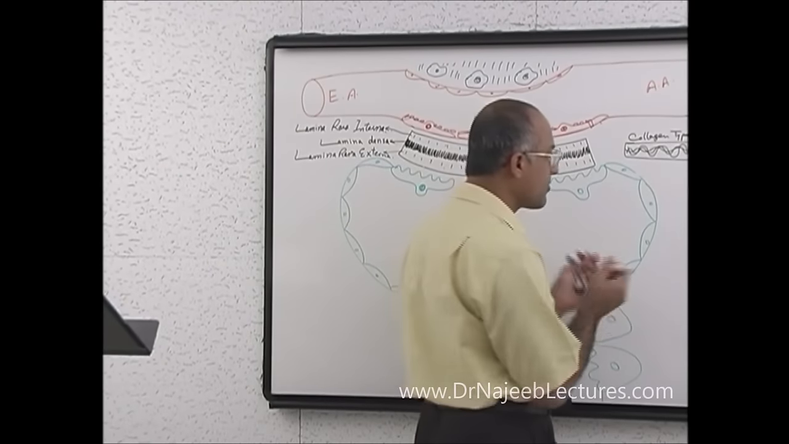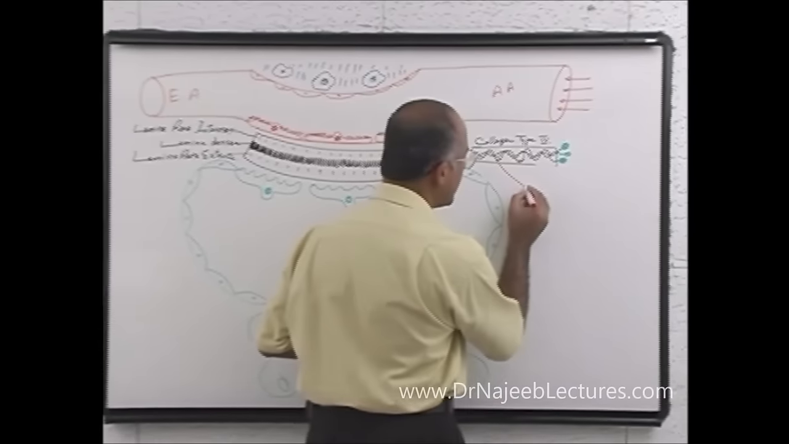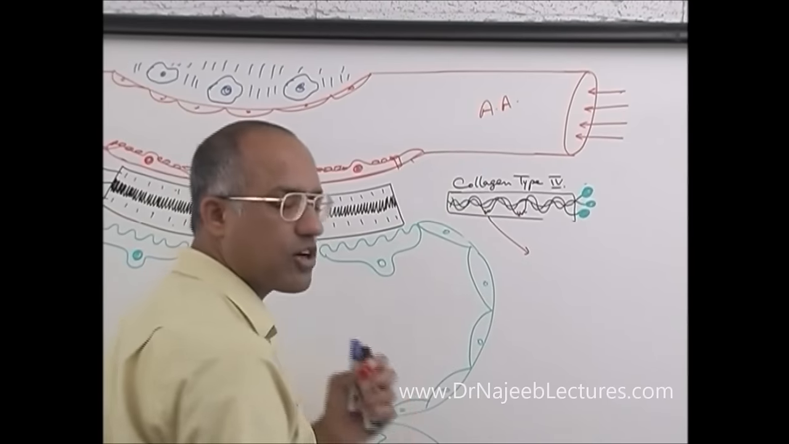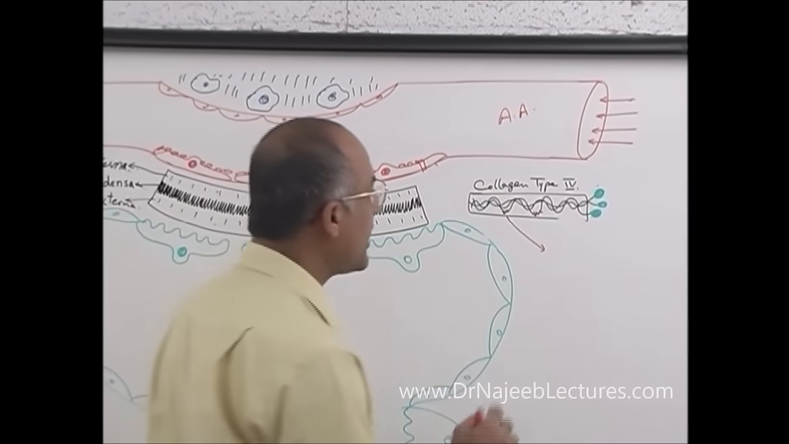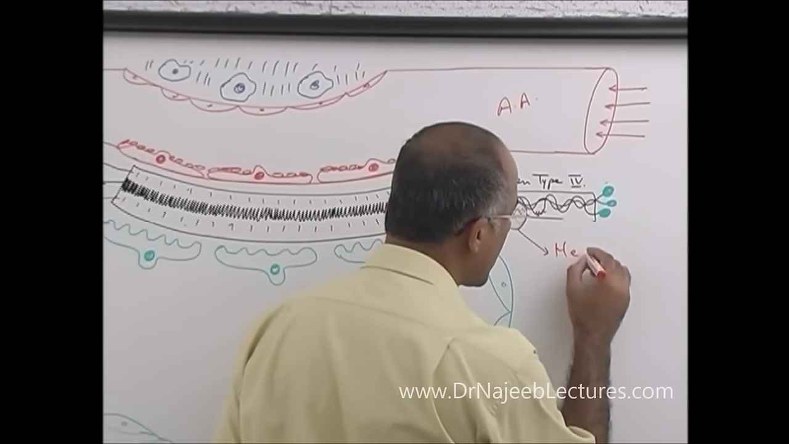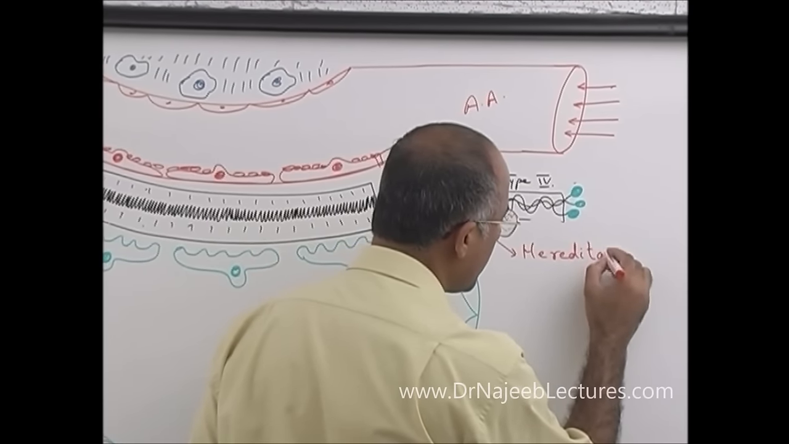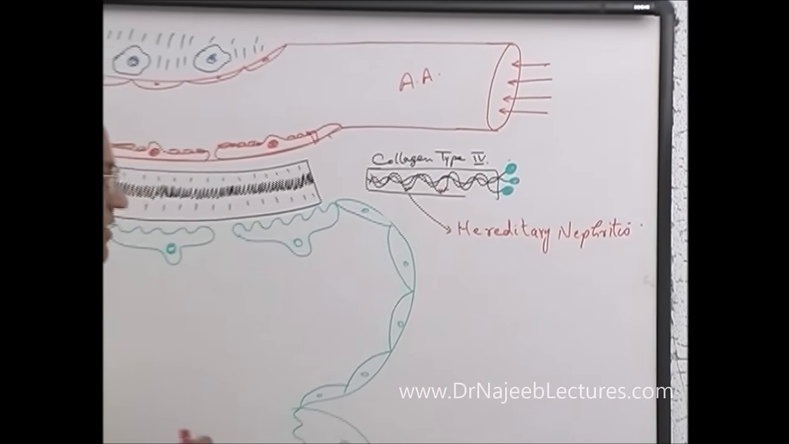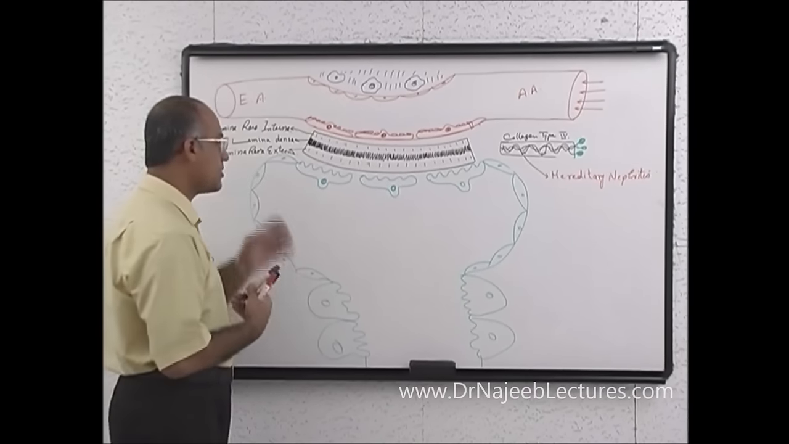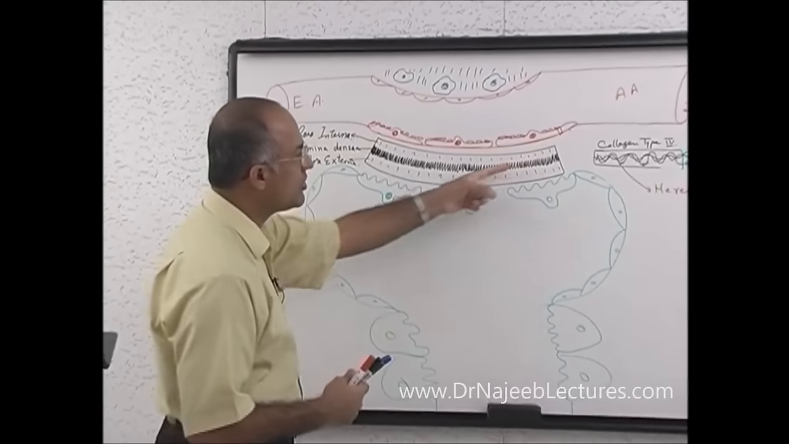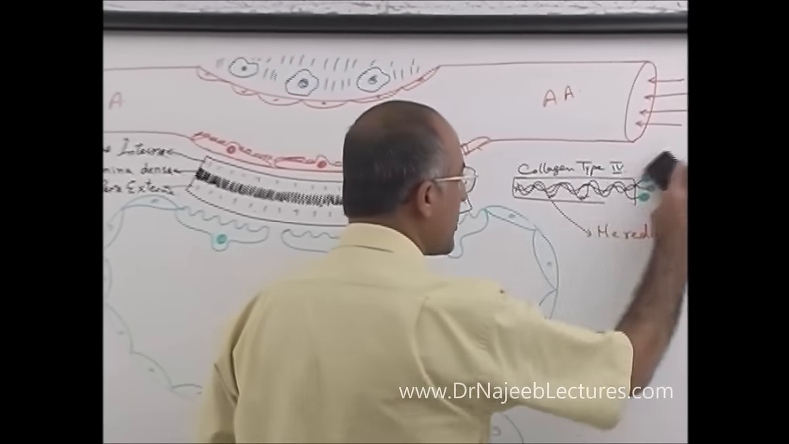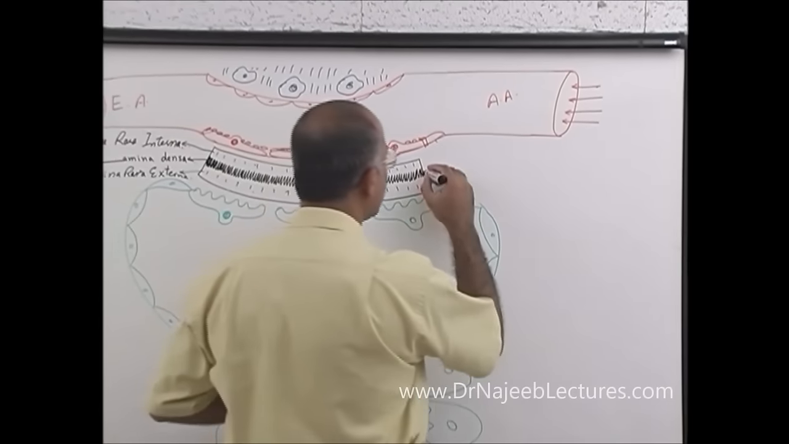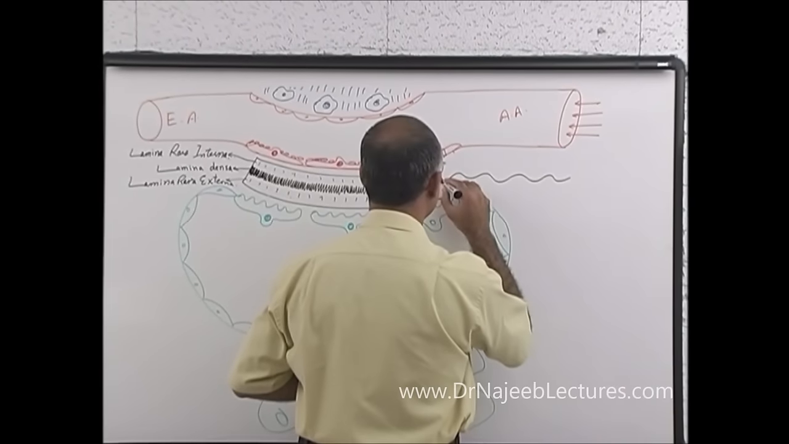If you have mutations here, and if these alpha chains are mutant, then naturally the mutant chains cannot make the proper triple helix, and that will end up in, yes, hereditary nephritis. Right? Then another very important thing. Now you know that throughout this structure, type 4 collagen is present within the glomerular basement membrane.